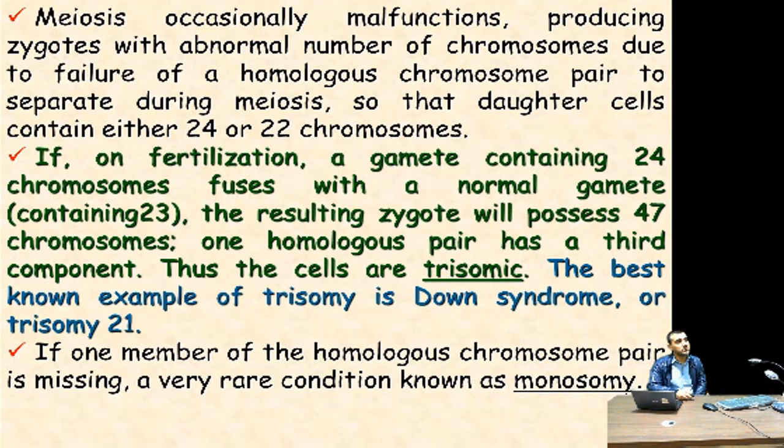Meiosis may occasionally malfunction, producing a zygote with an abnormal number of chromosomes due to failure of homologous chromosomes to separate during meiosis, so the daughter cells contain either 24 or 22 chromosomes. If on fertilization a gamete containing 24 chromosomes fuses with a normal gamete containing 23, the resulting zygote will possess 47 chromosomes. When a homologous chromosome pair has a third component, the cells are trisomic. The best known example of trisomy is Down syndrome or trisomy 21. If one member of the homologous chromosome pair is missing, a very rare condition, it is known as monosomy.